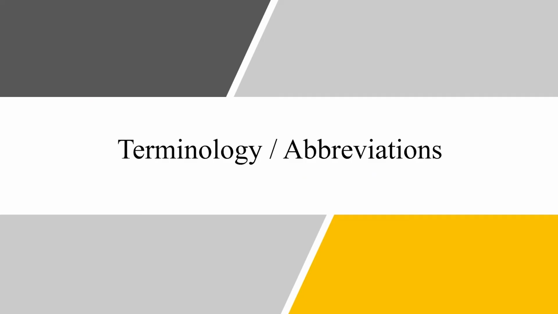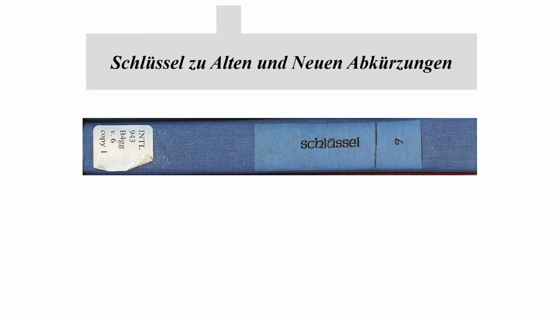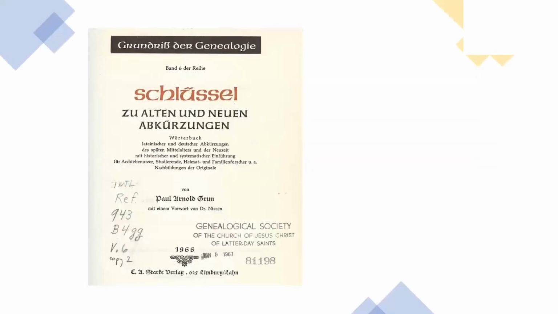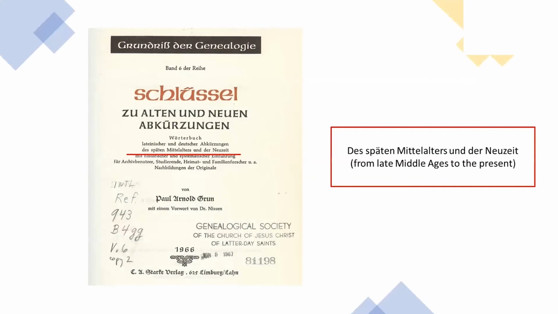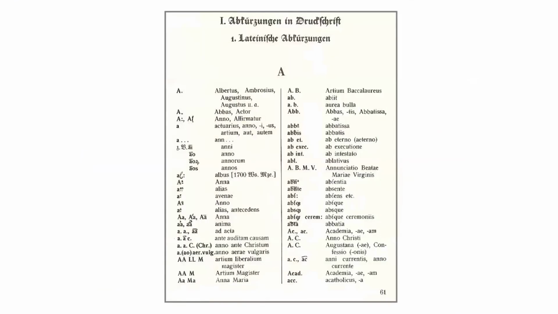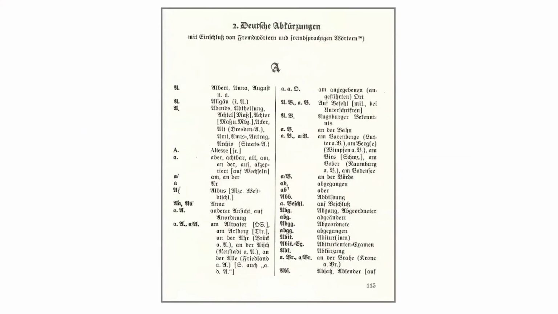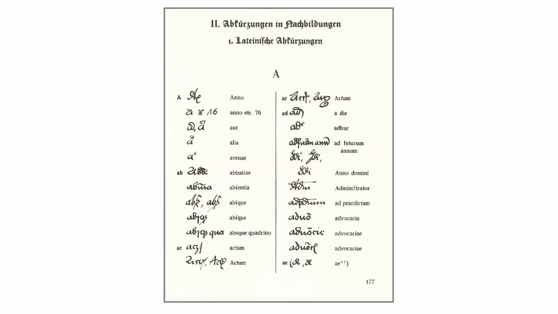The next topic is on German terminology, beginning with abbreviations. The next resource is Der Schlüssel zu alten und neuen Abkürzungen. Translated, it means a key to old and new abbreviations. The title page indicates it covers from the late Middle Ages to the present. This section of the book includes the printed Latin abbreviations. The next section of the book includes printed German Gothic Fraktur abbreviations. The last section of the book includes a Latin script abbreviation.